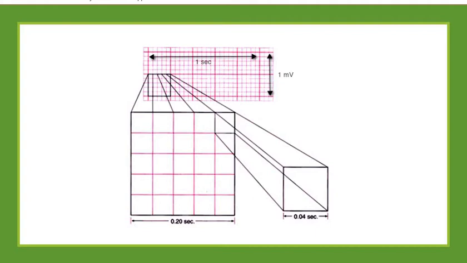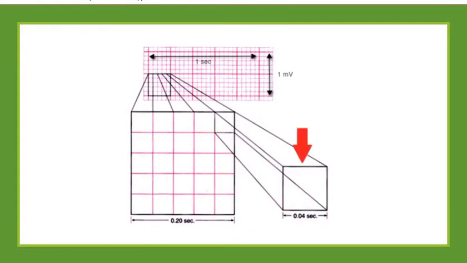You'll notice our ECGs are printed out on graph paper that has both large and small boxes. The small boxes here are 0.04 seconds. When you put 5 of those boxes together, you come up with 0.2 seconds, and 5 of those large boxes comprise 1 second.